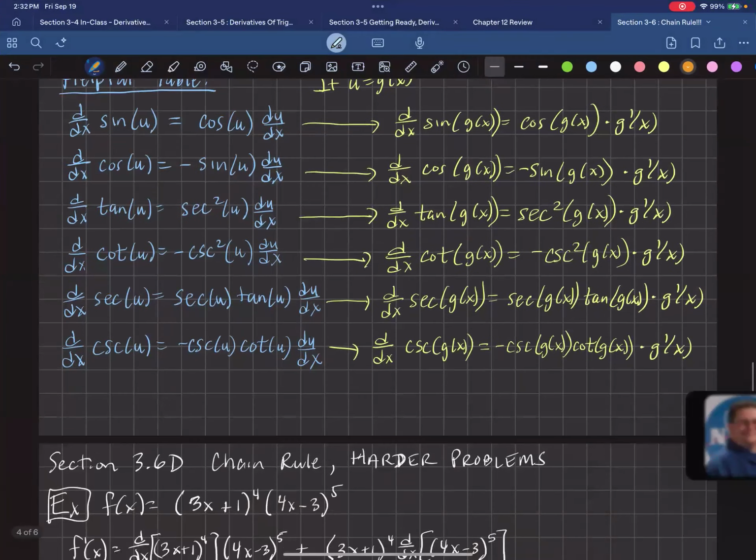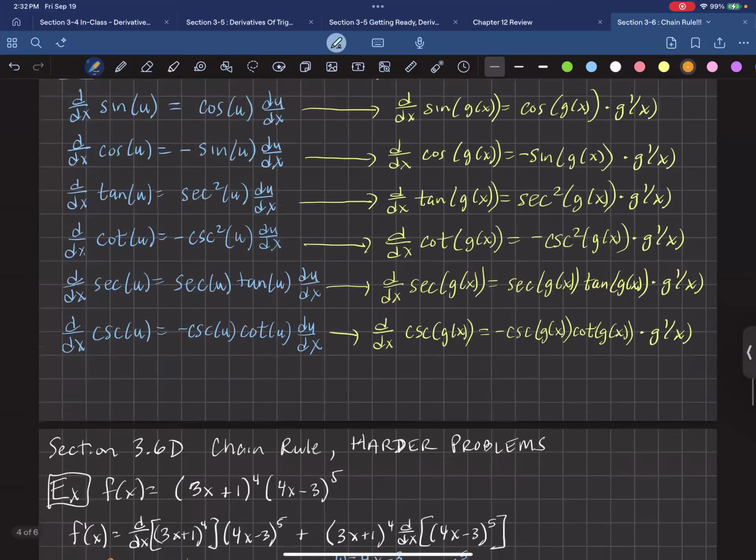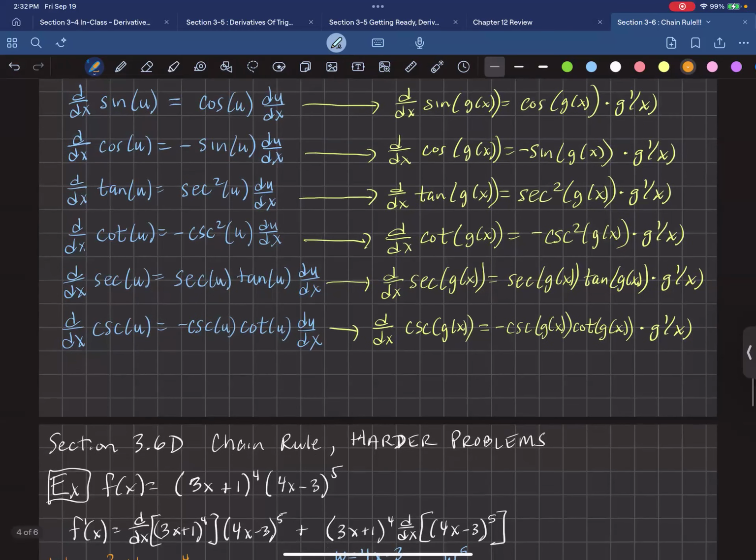All right, let's go harder. Let's do the derivative of f of x, where we have (3x + 1) to the fourth power times (4x - 3) to the fifth power. So I took a second and wrote it where I showed what I was taking the derivative of here. We take the derivative of the first, leaving the second one alone, because this is a product rule. And then we add the first one times the derivative of the second.